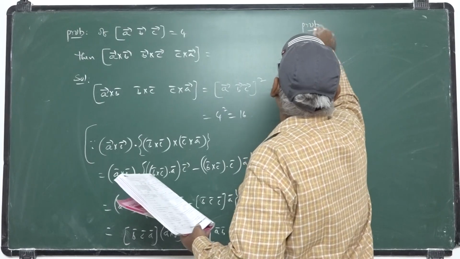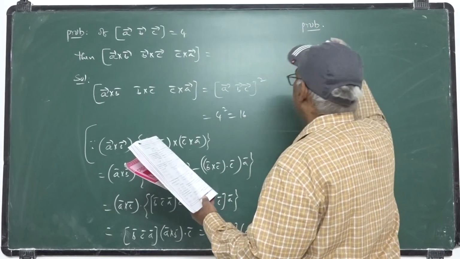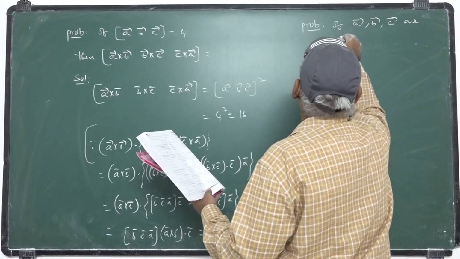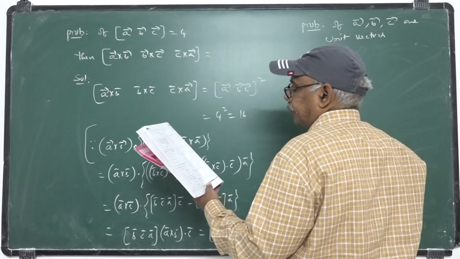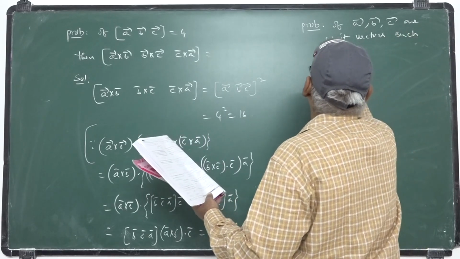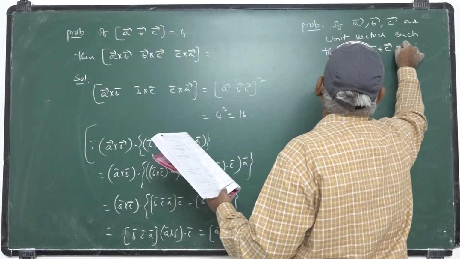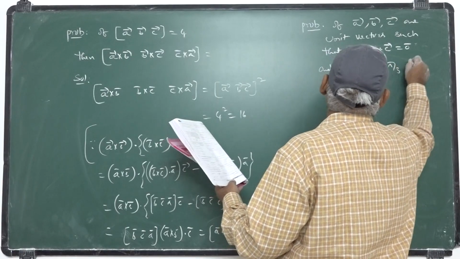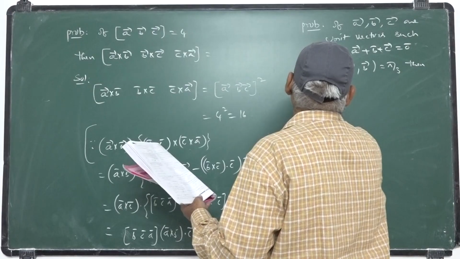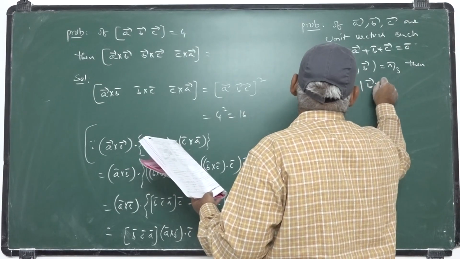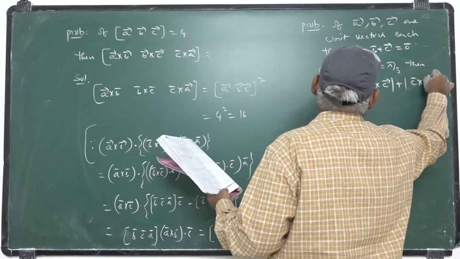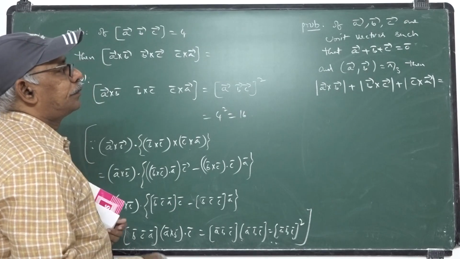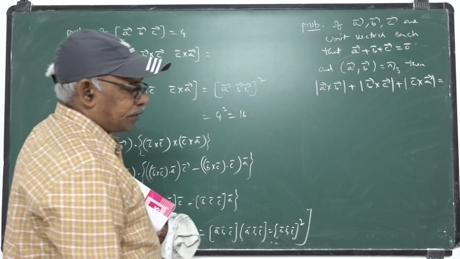Next problem. If A bar, B bar, C bar are unit vectors such that A bar plus B bar plus C bar is 0 bar, and the angle between A and B is pi by 3, then find the value of modulus of A cross B plus modulus of B cross C plus modulus of C cross A. A bar, B bar, C bar are unit vectors such that A bar plus B bar plus C bar is 0 bar.